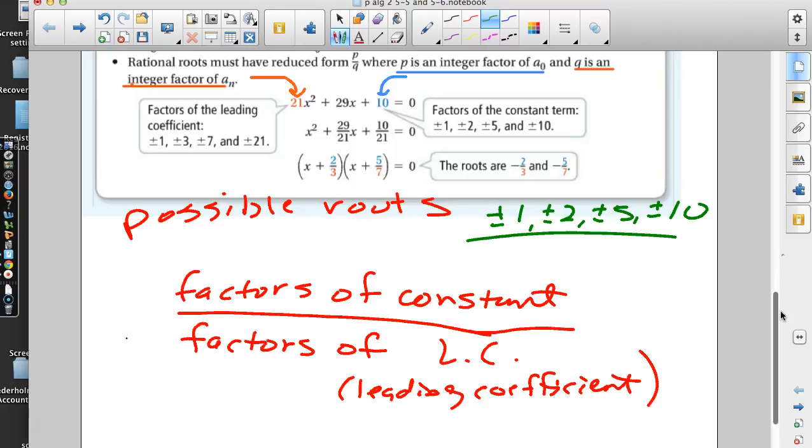Then we go to the bottom of the fraction. And that comes from all the factors of the leading coefficient. Well, this is in standard form, so that's the 21. So I think, what numbers divide into 21 nicely? 1, 3, 7, and 21.